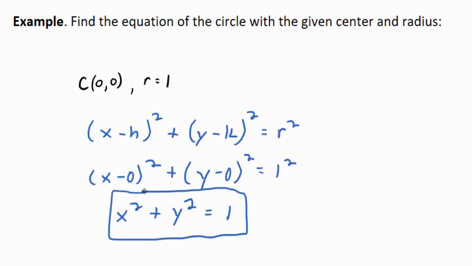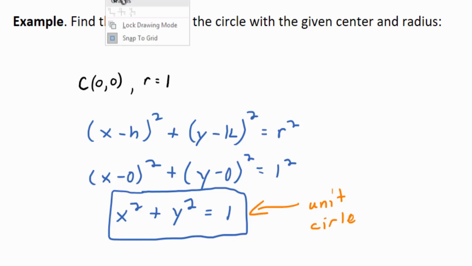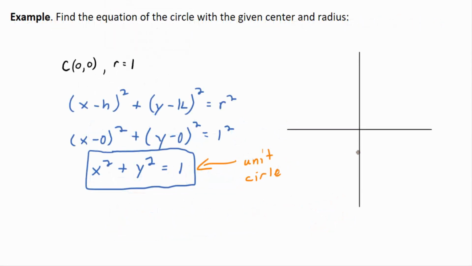That's a very special circle. It's called the unit circle. The circle with center 0, 0 and radius 1 is called the unit circle. And if you're going into trigonometry, you need to be aware of this. In other words, if you graph it on the xy plane, then it's just going to be the circle whose center is 0, 0.